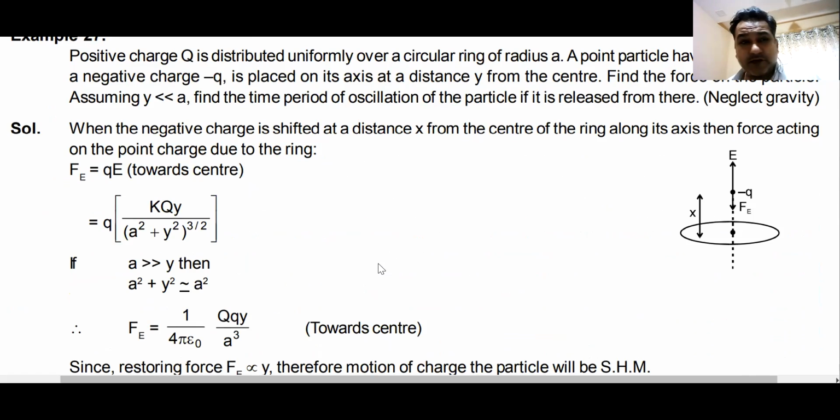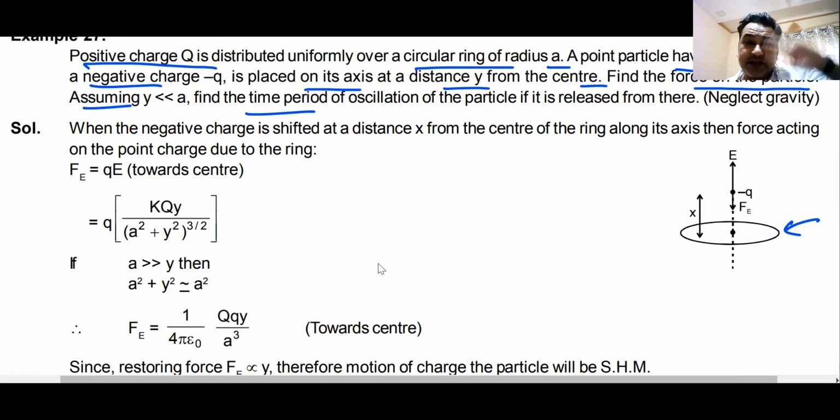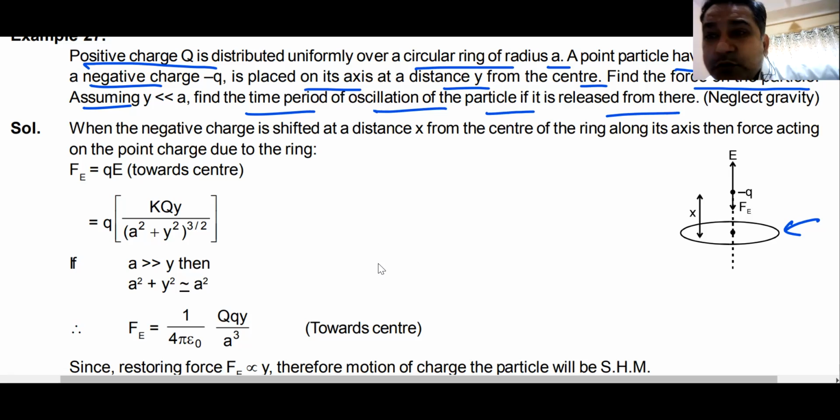This is a question taken from SCV. It has come in JEE as well. A positive charge Q is uniformly distributed over a circular ring of radius A. So this is that ring. A point charge of mass M and charge negative Q is placed at a distance of y from the center. Find the force on the particle. Assuming that y is very small compared to a, find the time period of oscillation. So what will be the time period of the oscillation? So how do you do it?